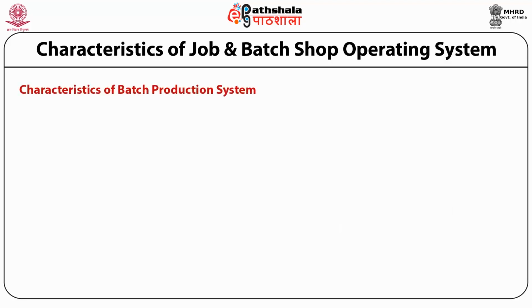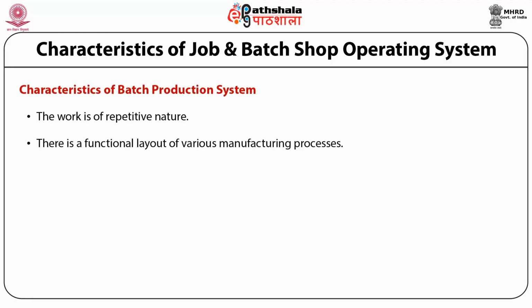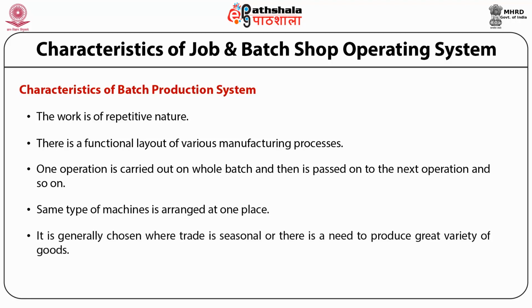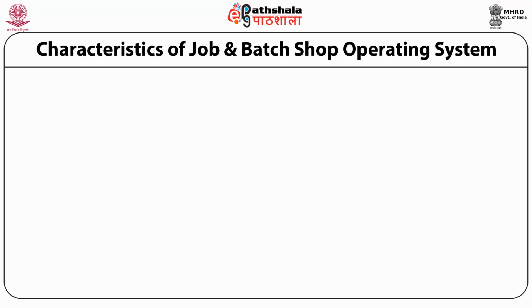Characteristics of batch production system. The work is of repetitive nature. It is functional layout of various manufacturing processes. One operation is carried out on whole batch and then it is passed on to the next operation and so on. Same type of machines is arranged at one place. It is generally chosen where trade is seasonal or there is a need to produce great variety of goods.